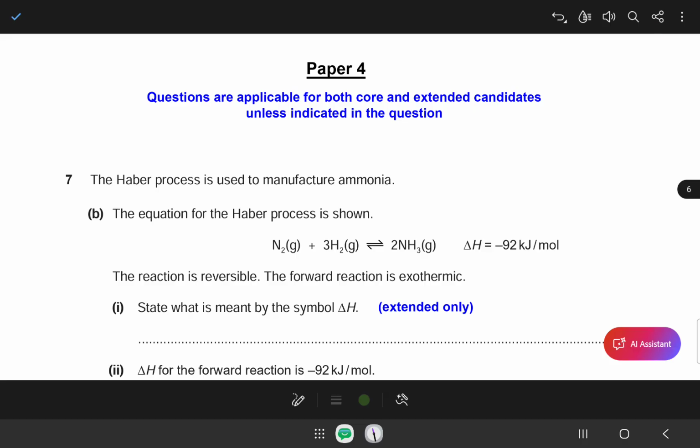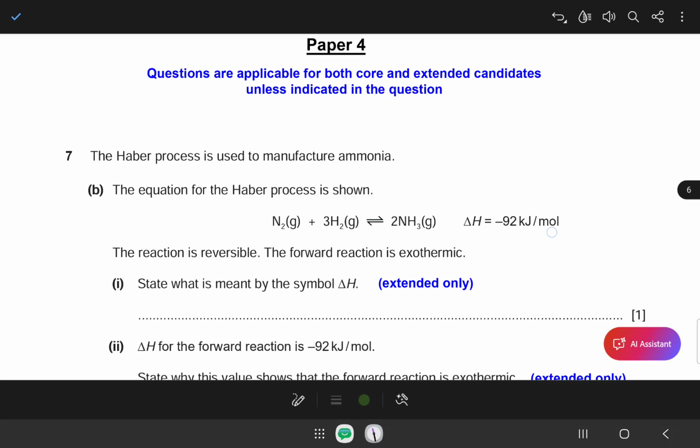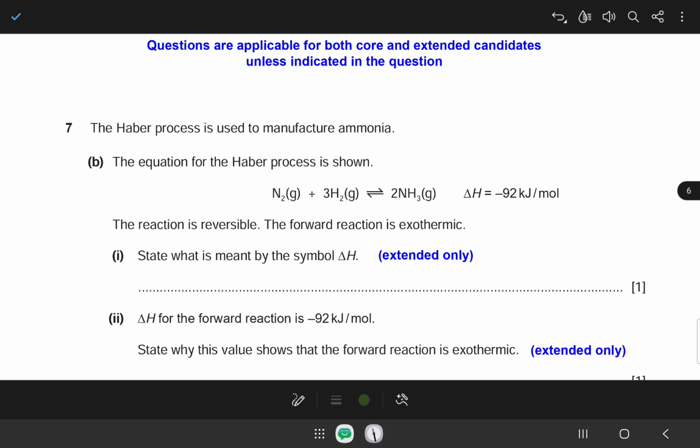So now let's do paper 4, where it focuses more on equilibrium, contact process, Haber process, and how to calculate bond energies. So Haber process is used to manufacture ammonia. The question for Haber process is shown. The equation for Haber process is shown.